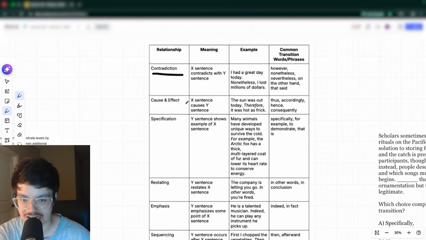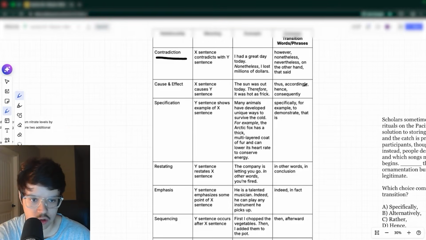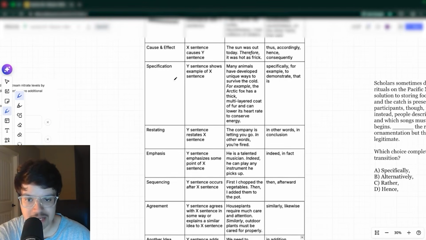Two, cause and effect. This is pretty obvious as well. Basically, one sentence causes the other one to happen in terms of its logic. The sun was out today, therefore it was hot. So these are words like thus, accordingly, hence. Then we have specification. This is a little bit more interesting, but basically it's just saying that the second sentence gives an example of the first sentence.